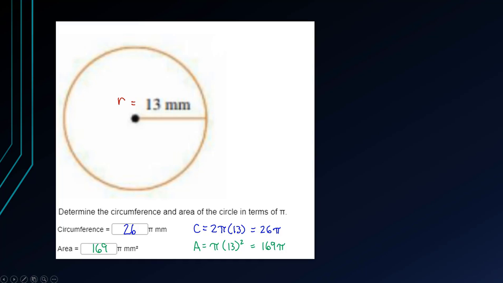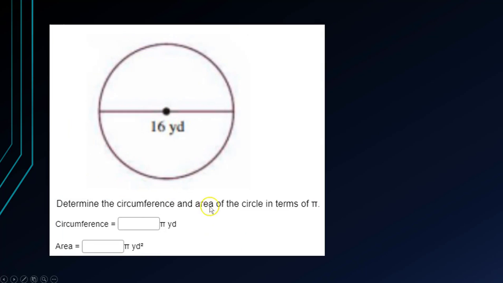For the other circle, this one you had been given that the diameter is 16 yards. Now that's fine for the circumference, because for the circumference there's a formula that's pi times the diameter. I can use that for circumference. And so pi times 16, or 16 pi, is the circumference, which means I put a 16 there because the pi is already present.